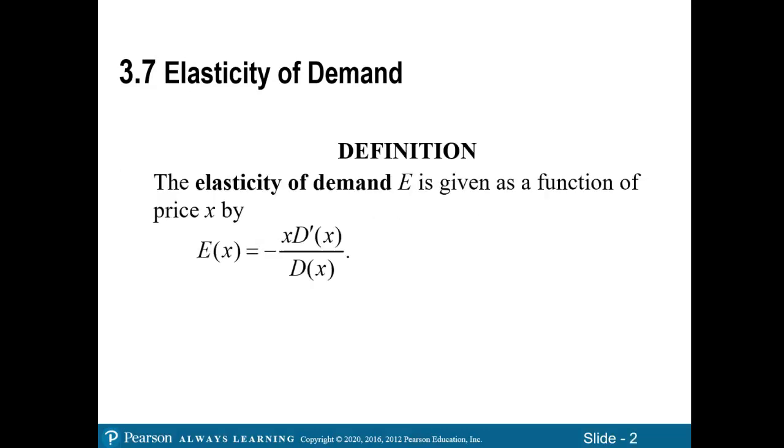All right, so the definition: the elasticity of demand, which we'll call a function of x defined by the letter capital E, is given as a function of the variable x, which represents price. The elasticity function equals the negative of x times the derivative of your demand function, divided by the demand function. So you're given a demand function, you find its derivative, multiply by x, put a negative out front, and then divide by the original function. That's how you calculate the elasticity function.